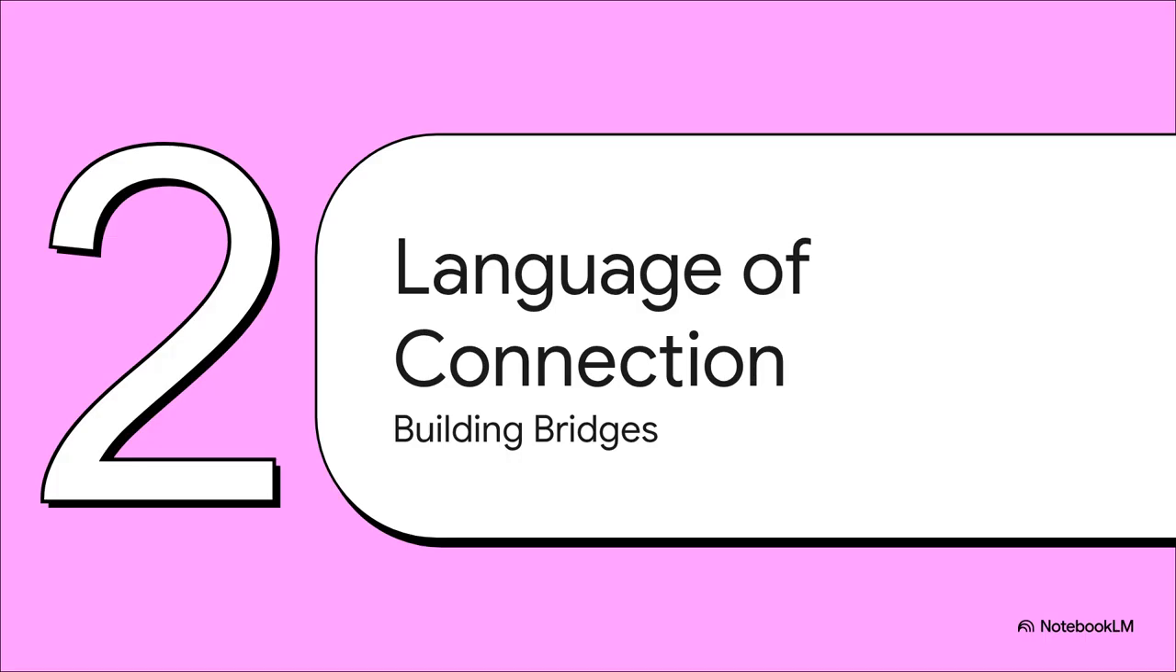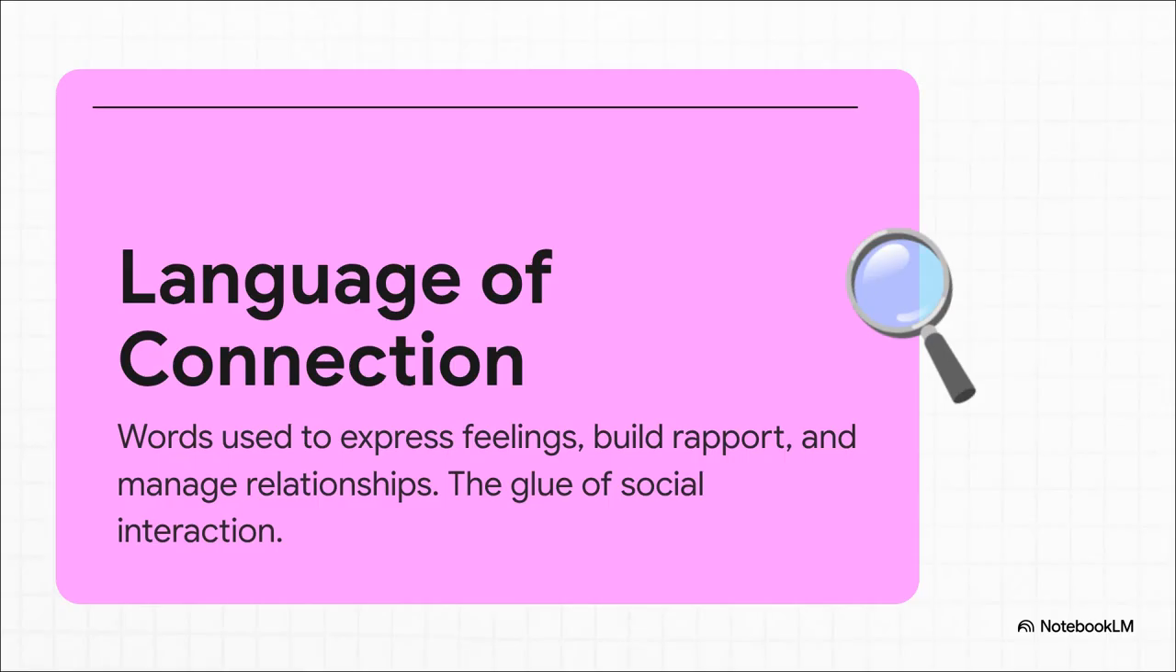All right, let's move on to our second block. If that first one was all about interacting with the physical world, this next one is all about navigating our social and emotional worlds. Let's talk about the language of connection. Think about it. We don't just go around giving orders and stating facts all day. A huge chunk of our communication is about building trust, showing a little empathy, and just generally keeping our relationships with other people healthy. This is the language that makes us feel seen and understood.